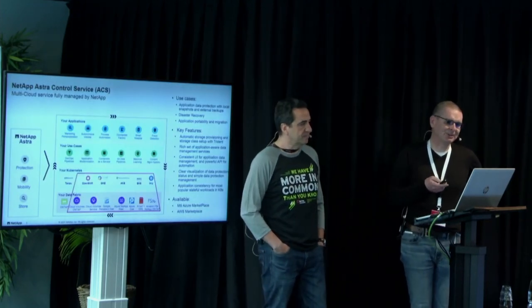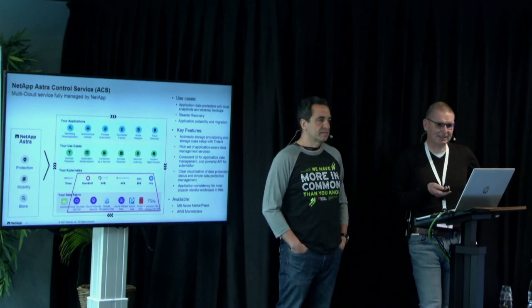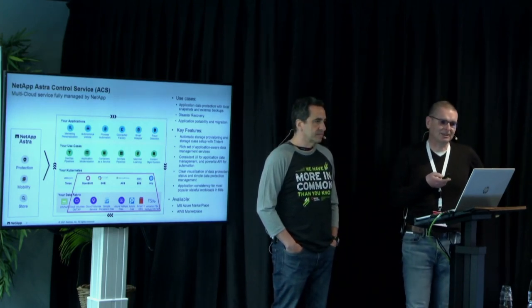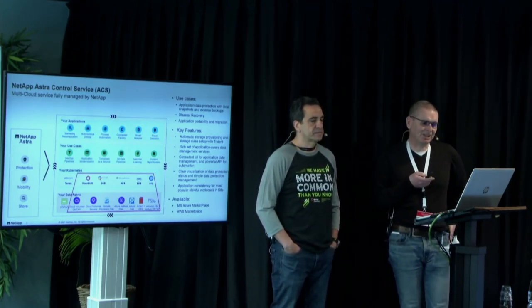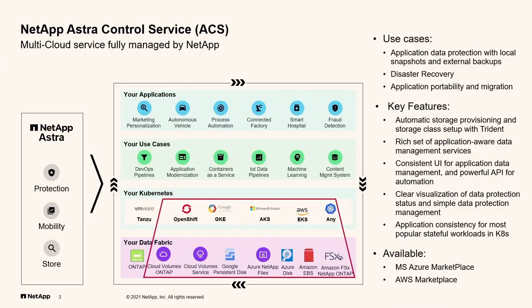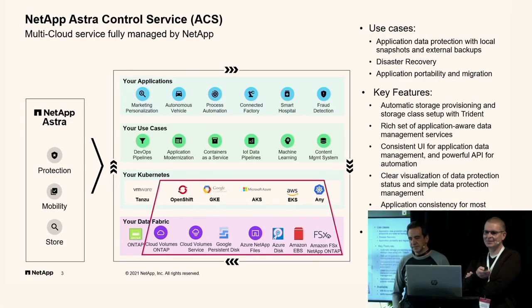Astra Control is a multi-cloud service fully managed by NetApp. It provides application data protection for your dataful, Kubernetes applications, so you can have disaster recovery and application portability and the possibility to migrate your applications to other clusters, other clouds. It supports most of the Kubernetes distributions, including OpenShift and ROSA, of course.